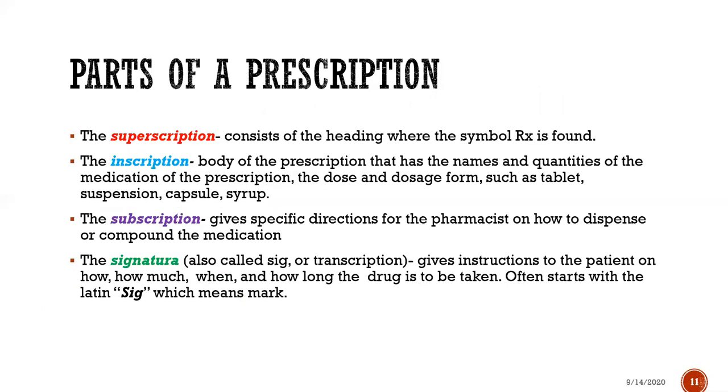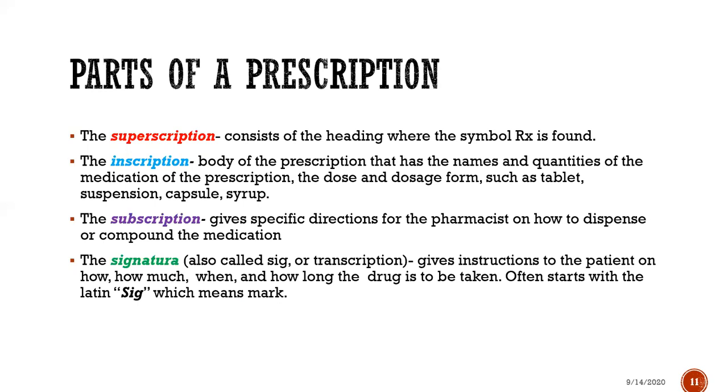Now we're looking at the parts of a prescription. So you have a prescription in front of you, but they're all divided into certain parts. The first part is the superscription, which consists of the heading where the symbol RX is found, right? Above that, you have the name and address, date, everything with regards to the patient. Then you have the superscription that has the RX symbol.